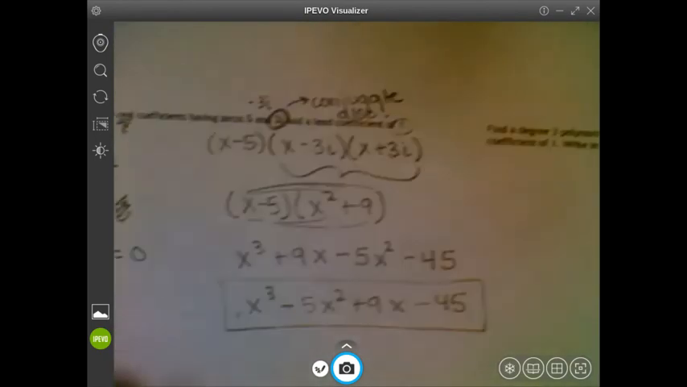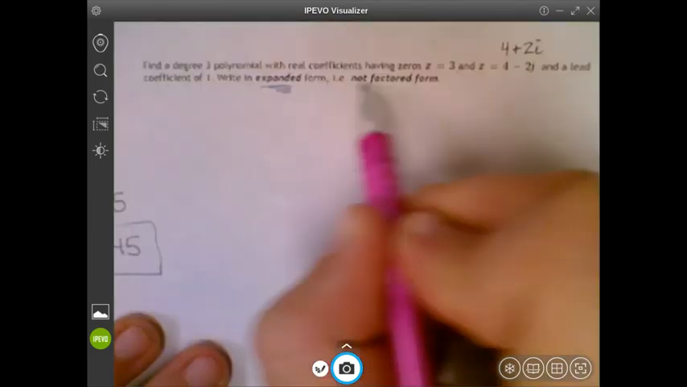All right, so here's the next one, a little bit harder based off of the zeros. It says, once again, find a degree 3 polynomial with real coefficients having zeros at x equals 3 and x equals 4 minus 2i, which also means that 4 plus 2i is a zero as well, right? The conjugates. So if this one's a 0, this one has to be a 0 as well. And leading coefficient. And then it says write it in expanded form, not factored form.